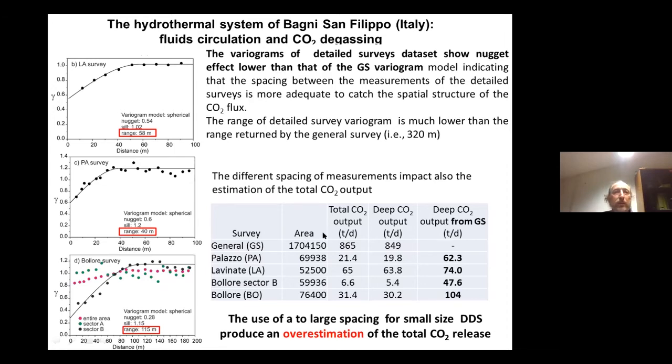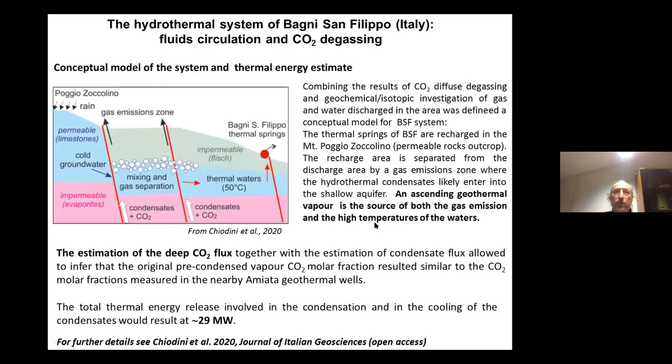And then this error in the estimate can reflect, for example, to other results that can be obtained from using this estimation of the deep flux. For example, the objective of this work was to build a conceptual model of the area, and the total flux was used to compute the original composition of the gas entering into the system.